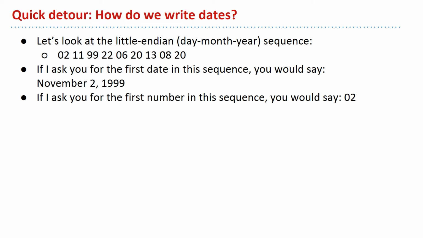So let's go back to the dates for just a second, and let's look at the little-endian sequence. This is the day, month, year sequence. Now, if I ask you for the first date in this sequence, you would take the first 3 numbers and read them off and tell me it's November 2nd, 1999, because you know that the first number is the day, the second number is the month, and the third number is the year.